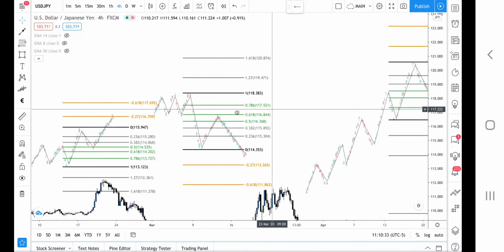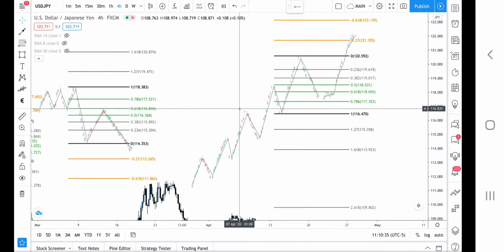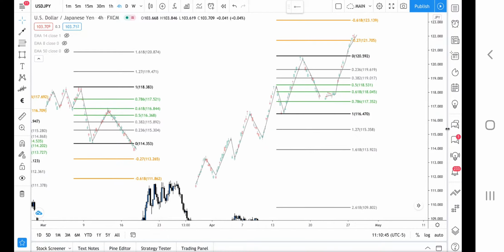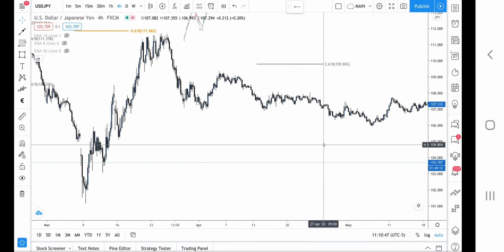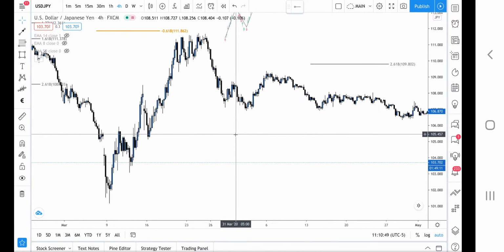Now, the question is, how can you figure out or decipher which one of the fib levels it's going to be, the 50, the 618, or the 786? Let's bring this into a live market example here.